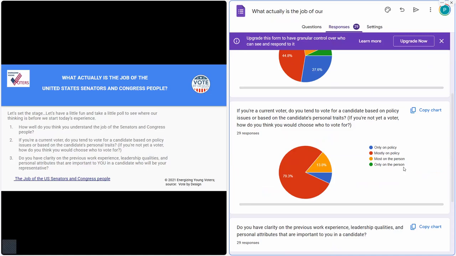All right. The second one, you can see that in this case, people mostly voted on policy. We had more than 3/4 doing that. There were some people who voted mostly on the person, and one person who voted only on policy.